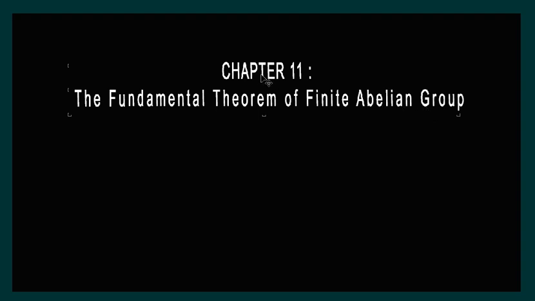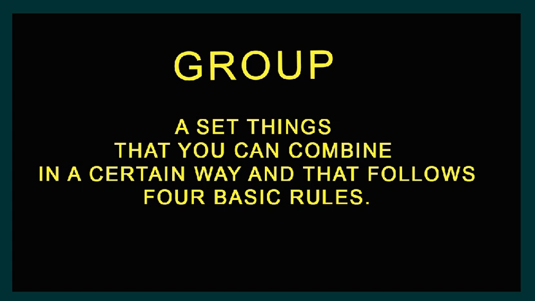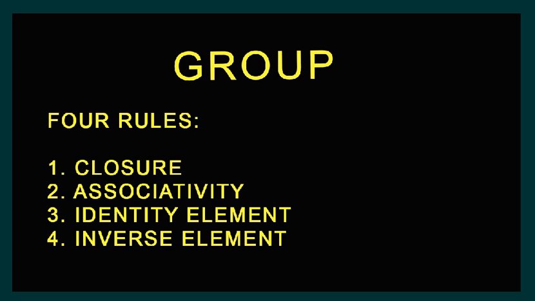We already know what a group is: a set of things that you can combine in a certain way and that follows four basic rules. These rules are the closure property, associativity, the identity element, and the inverse element. These four rules have been tackled already, and if you want to look back and review, you can do so.